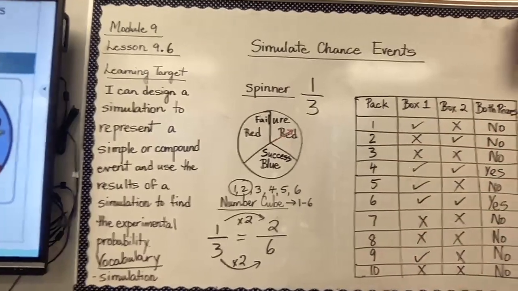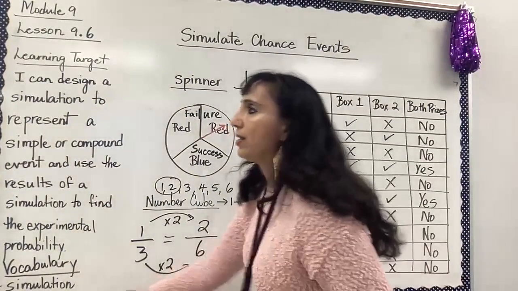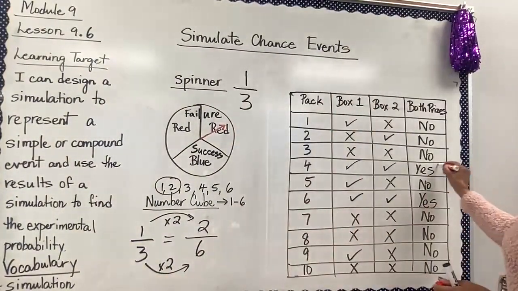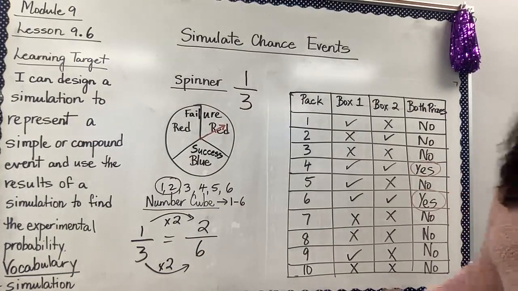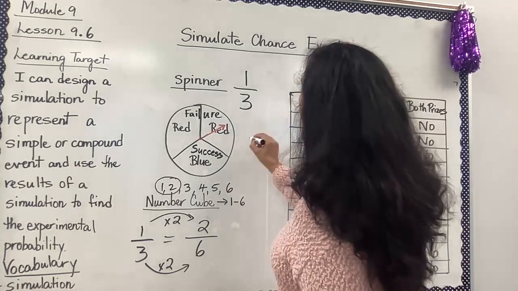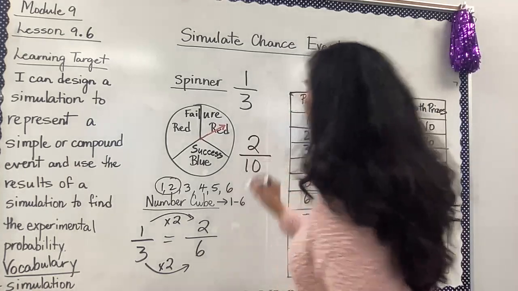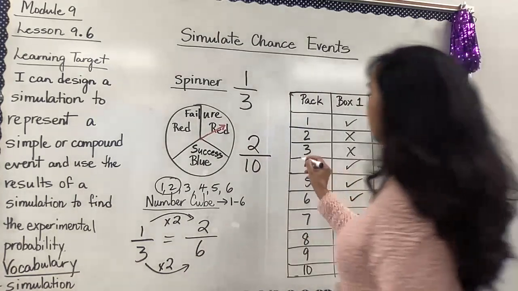And how much was it that we got a yes? So I'm going to circle the ones that have a yes. This one and this one. So out of 10, how many are a yes? It is 2/10. So this is going to be 2 out of 10. Okay, this is 2/10, right?